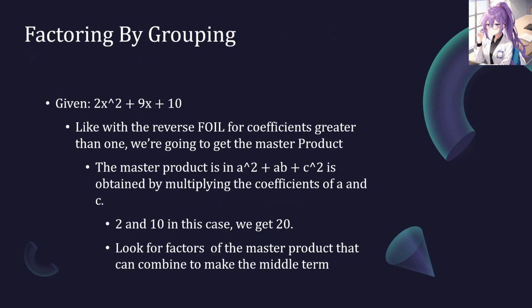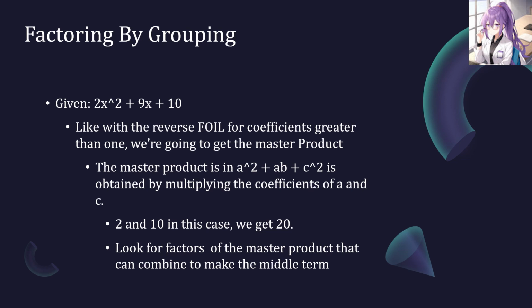The last strategy we're going to discuss is my least favorite of all the strategies discussed here. It's factoring by grouping. Let's say we have the problem 2x squared plus 9x plus 10, and we're asked to factor it by grouping. We're going to do something that's similar to what we did with reversed FOIL. We're going to find something called the master product, and we find the master product by multiplying the coefficient of the a term times the coefficient of the c term. The coefficient of the a term in this case is 2, and the coefficient of the c term is 10. So we multiply those two together and we get 20.